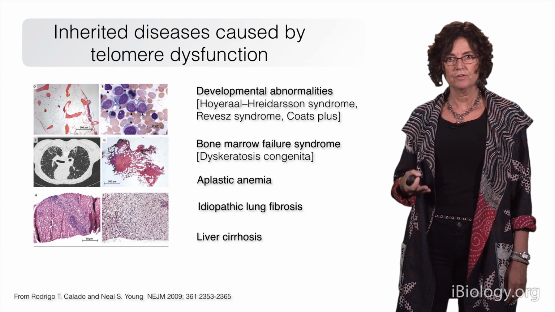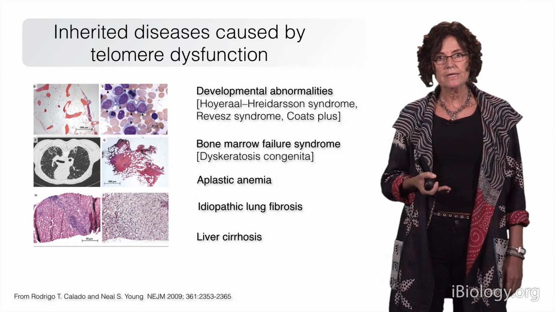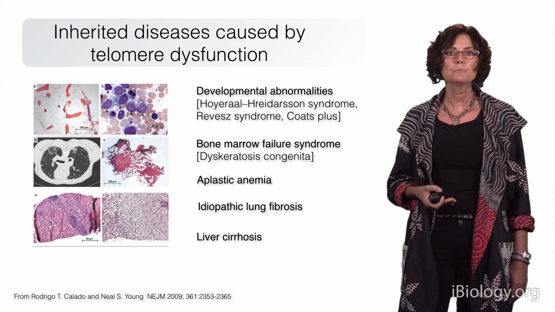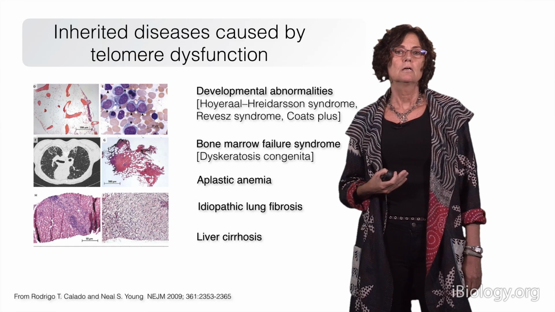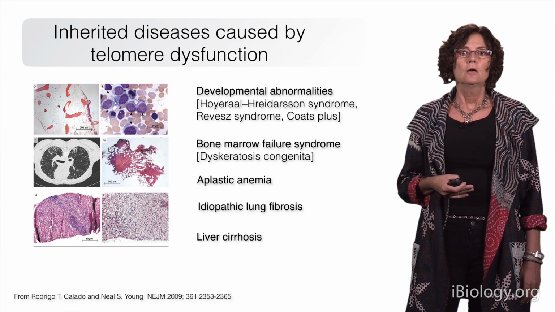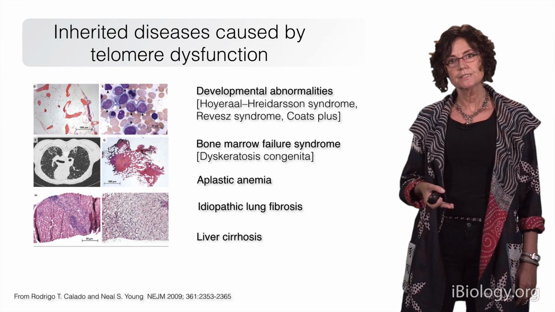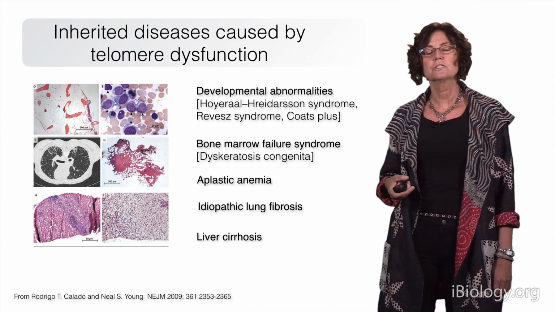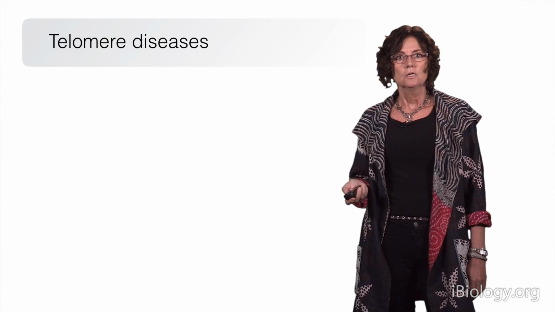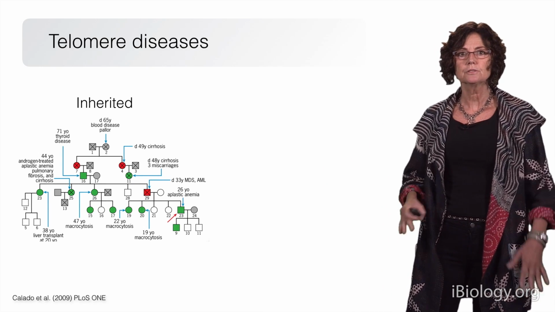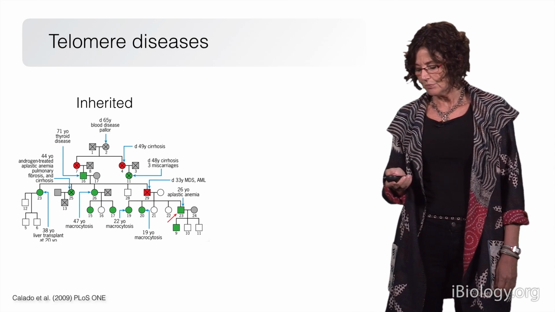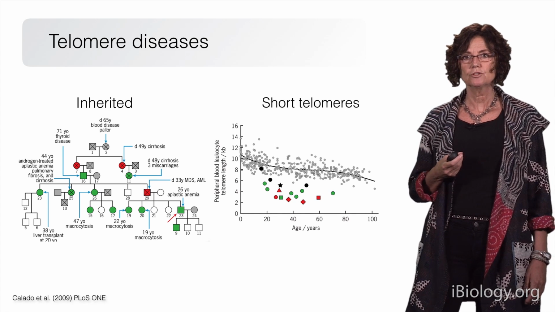In some cases, there are developmental abnormalities that play out in utero. In the disease that first brought this principle to light, dyskeratosis congenita, the short telomeres give rise to bone marrow failure early in life, very dramatic. But in adults, there are now also cases of aplastic anemia, idiopathic lung fibrosis, and liver cirrhosis that are ascribed to a defect in telomere maintenance. So these diseases are clearly familial, very well-defined, large family pedigrees, and they're always due to telomeres being too short.